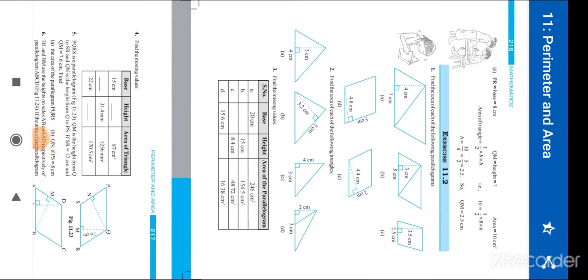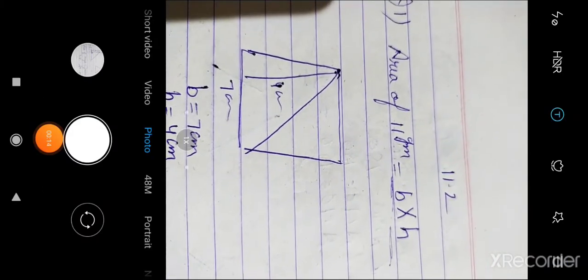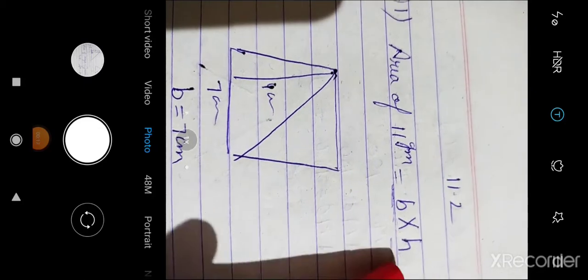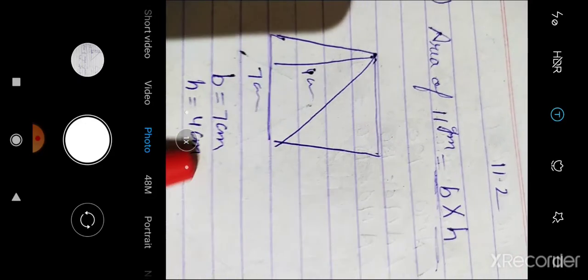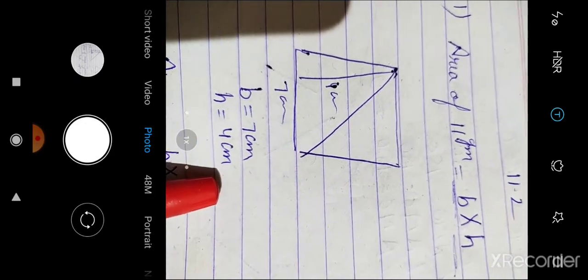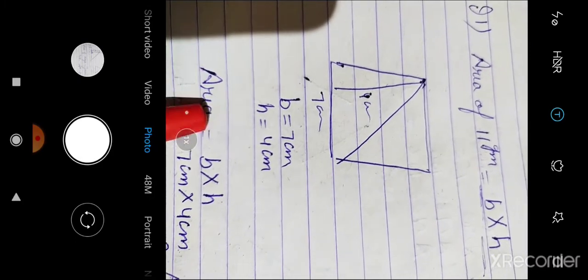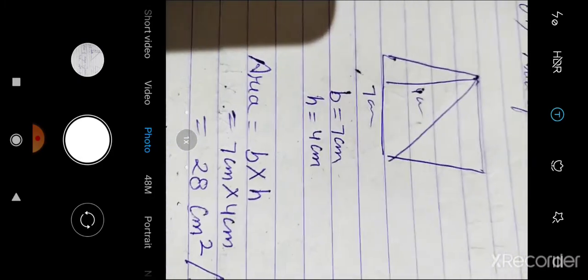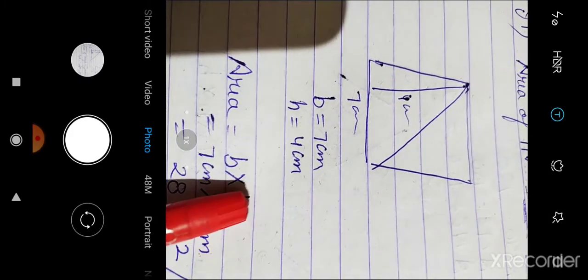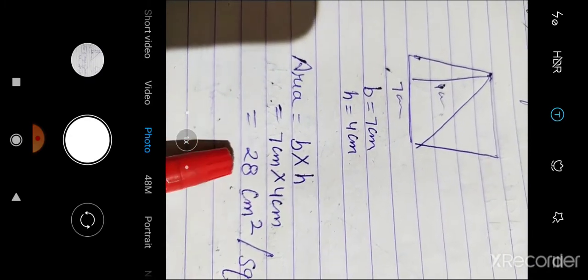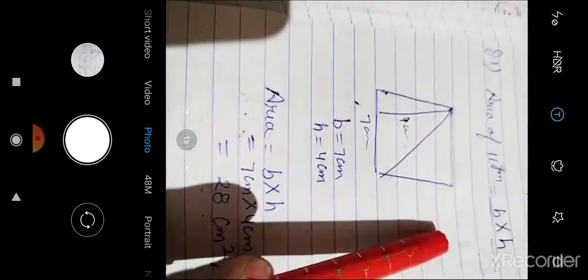Now we are going to start our exercise with the first question. Question number 1 is: find the area of each of the following parallelograms. As we all know, the area of a parallelogram is equal to base multiplied by height, and in the first diagram it is given that the base is equal to 7 centimeter and the height is equal to 4 centimeter. We can write 7 centimeter in place of base and 4 centimeter in place of height. After multiplication, we have 28 centimeter square.